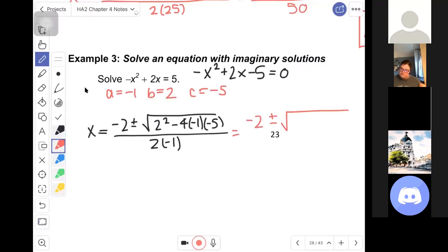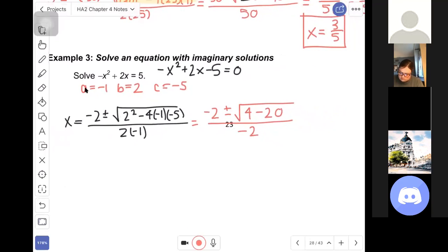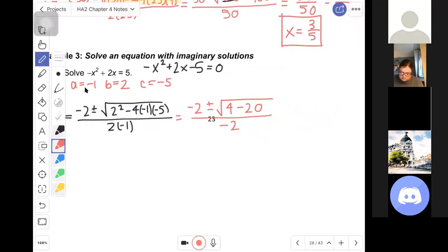Once you plug all your numbers in, inside this square root, we should get 4. And then -4 times -1 will give us +4. Then 4 times -5 will give us -20. All over -2. So here inside that square root, we'll end up getting a -16.